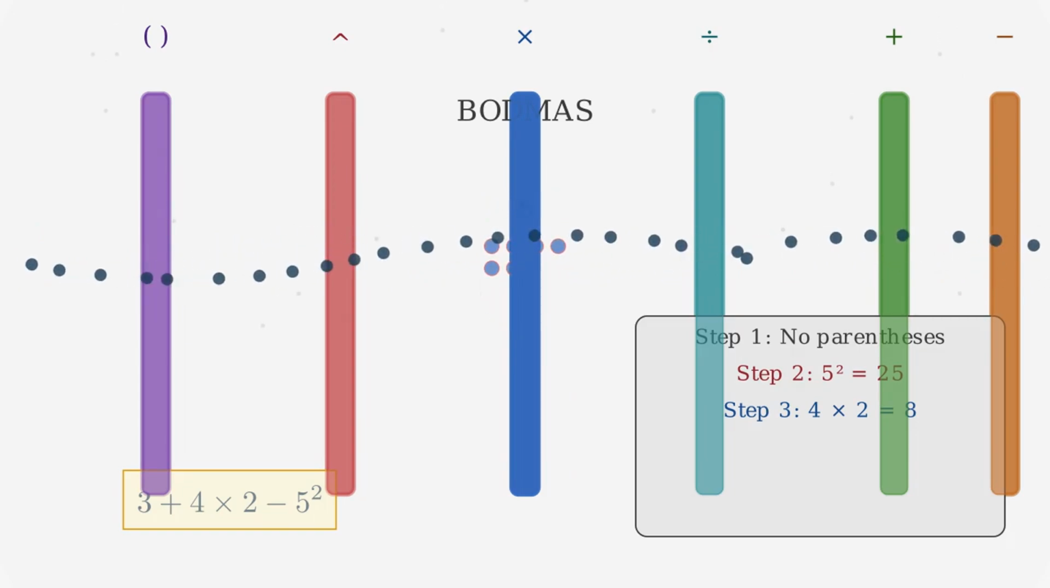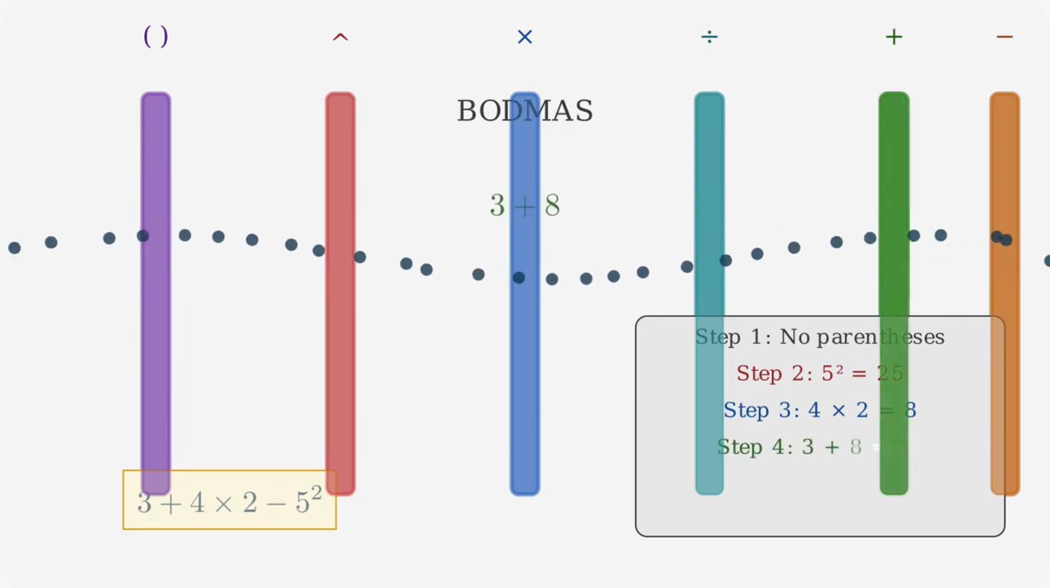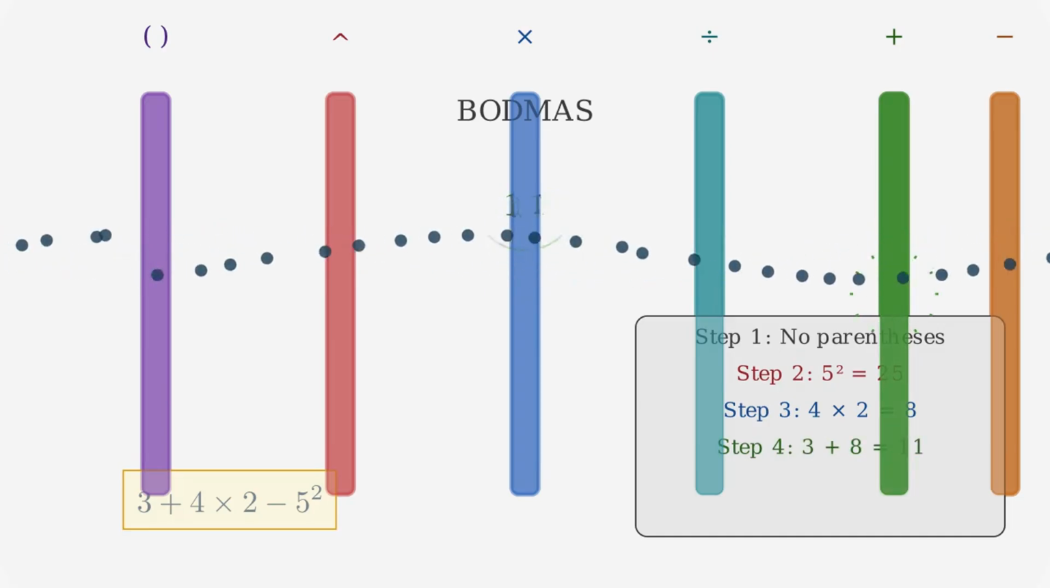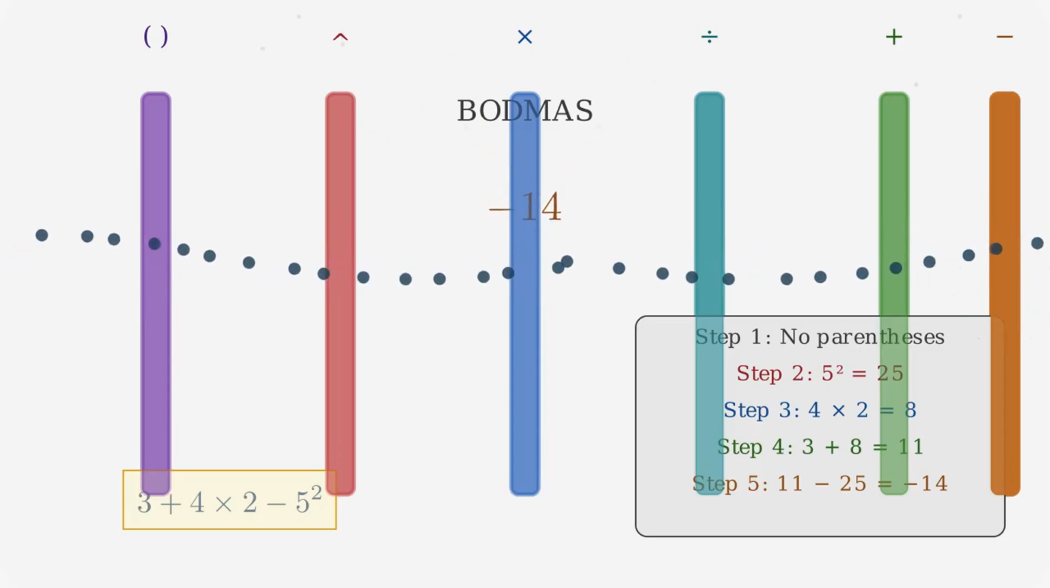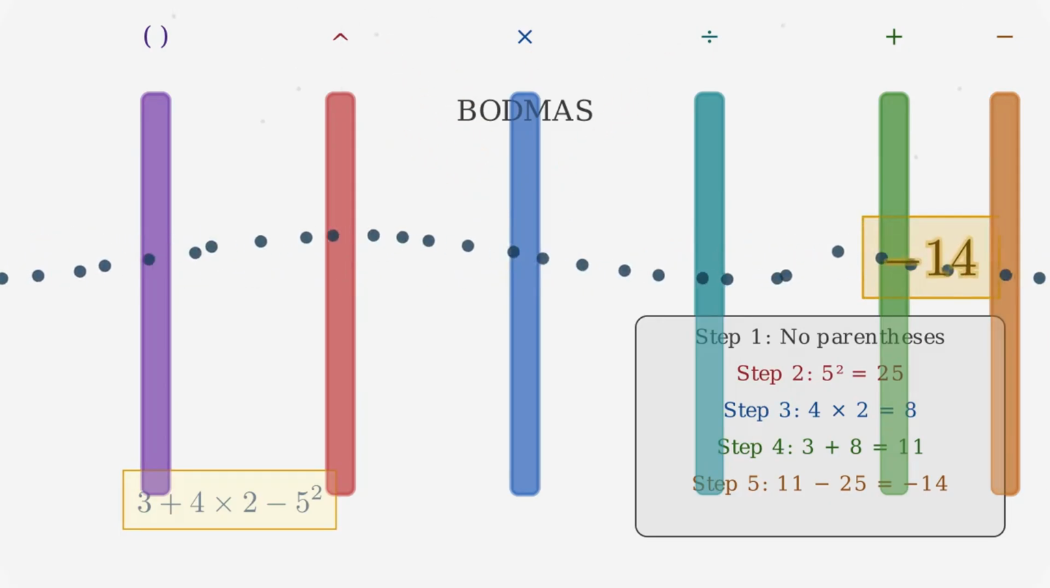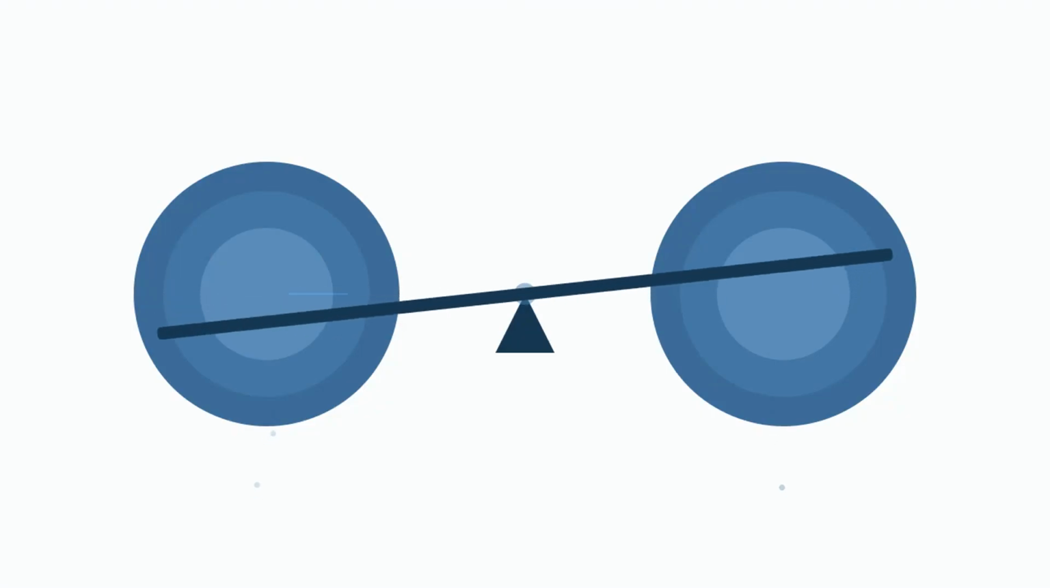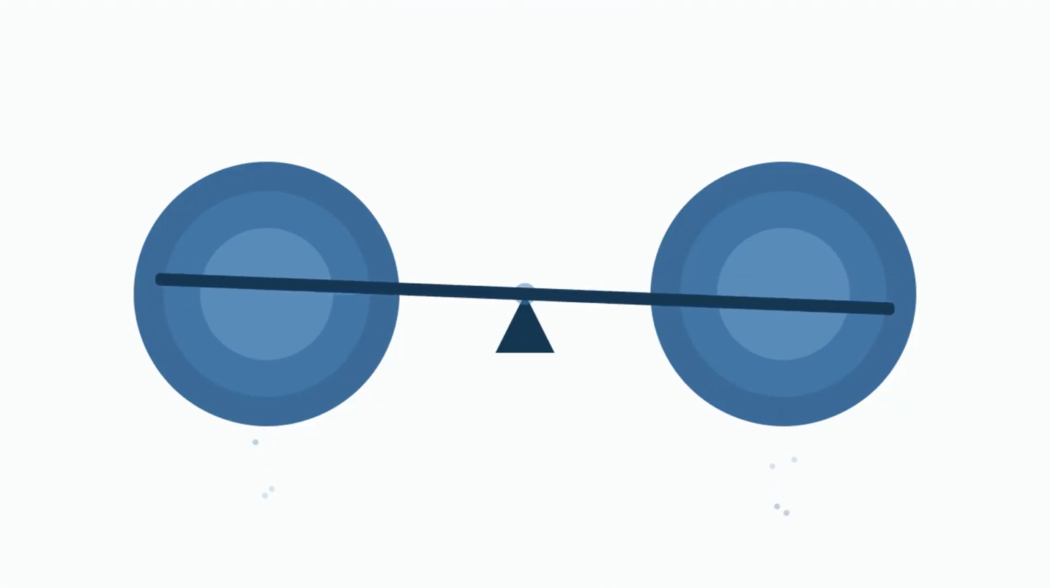Here we have 4 times 2, which is 8. Finally, we do addition and subtraction from left to right. 3 plus 8 is 11, and 11 minus 25 is negative 14. The process is always the same. Remember, PEMDAS is your roadmap for solving expressions reliably.